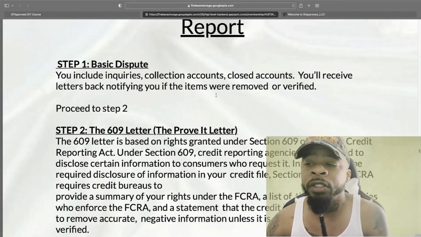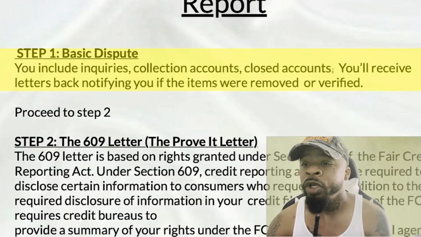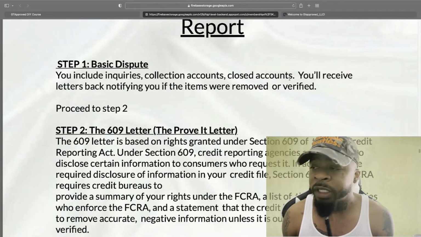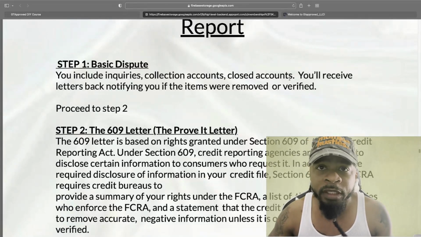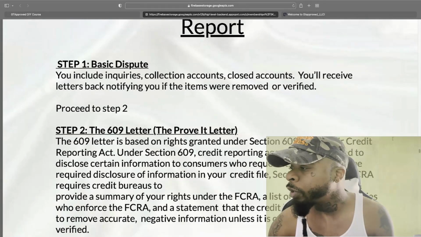So we did a basic dispute, including the inquiries, collection accounts, closed accounts, incorrect names, addresses, business addresses, things of that nature. That was a basic dispute, right? So now we want to do the 609 letter, the prove it letter. What is the prove it letter?